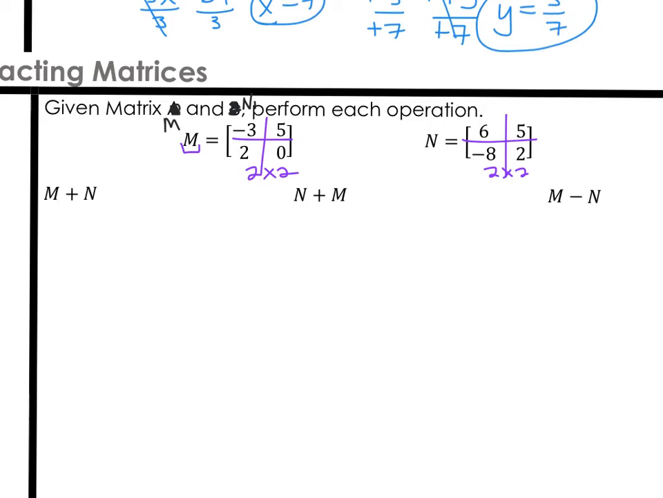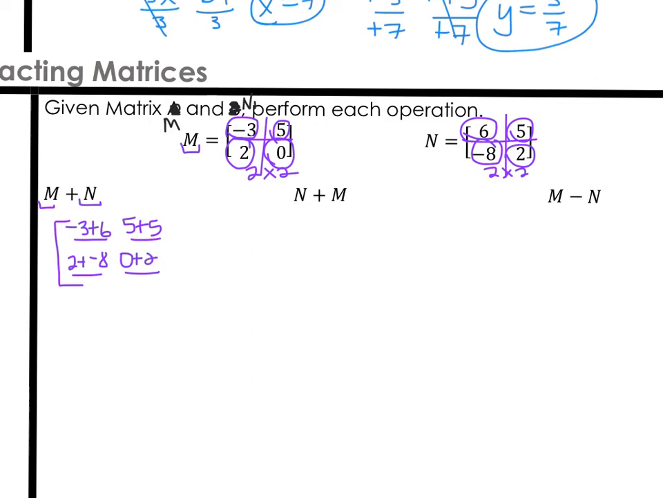In our first example, M plus N, what I want to do is just take each element in M and add the corresponding location in N. In that first location, that's row 1, column 1, that would be negative 3 plus 6. In row 1, over to the right, that's column 2, 5 plus 5. Down to the second row, that's row 2, first column, 2 plus negative 8. And in that last element location, 0 plus 2. And all we need to do is simplify.